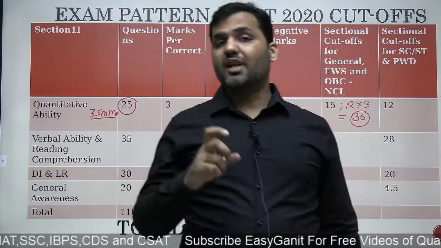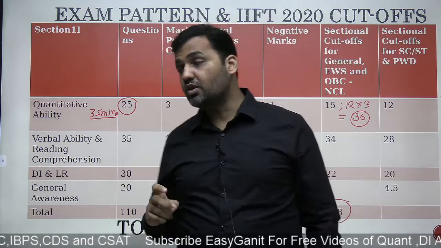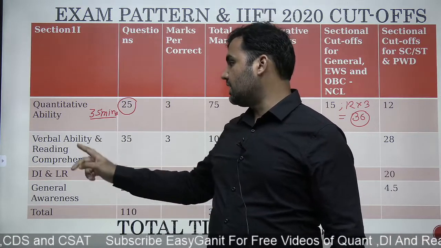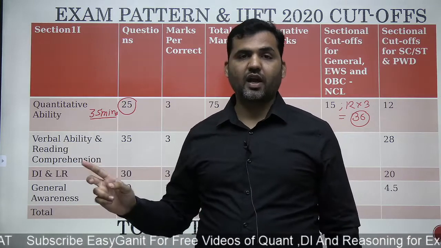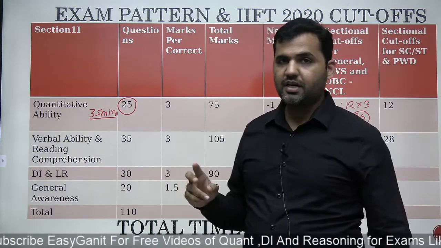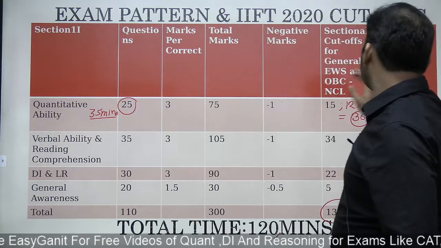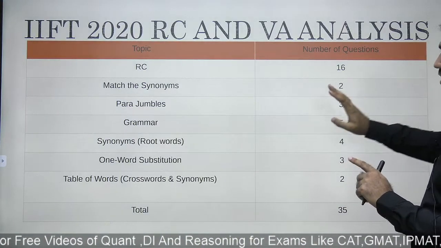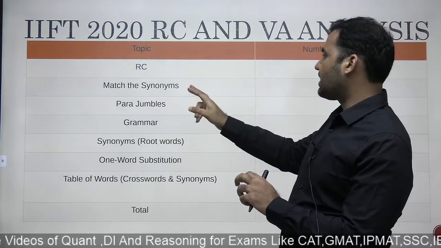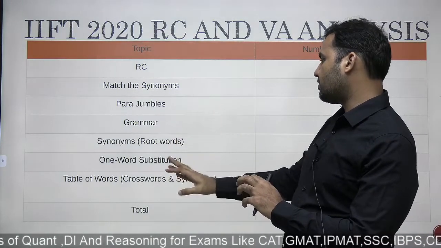Even if your verbal ability and reading comprehension is weak, you need to work on that. Firstly, it will not be only reading comprehension, verbal ability will also be there. So there will be questions on vocab and everything. I'll give you the complete details, right? Now, we will discuss in these slides from where the topics come section wise. If you talk about VRC, you see RC, match the synonym, parajumbles, grammar, synonyms, one word substitutions.